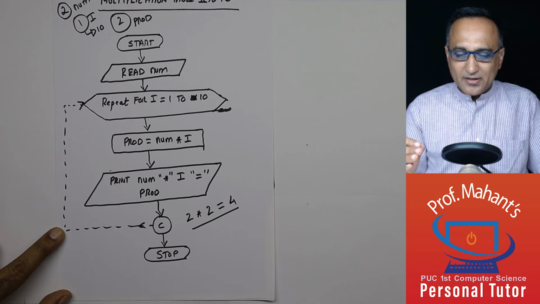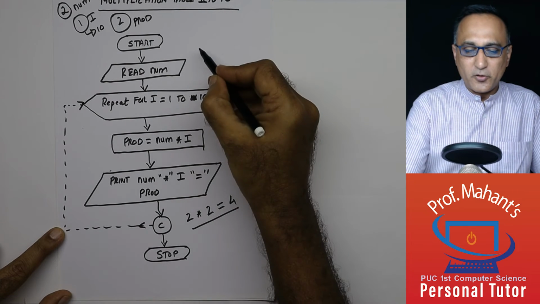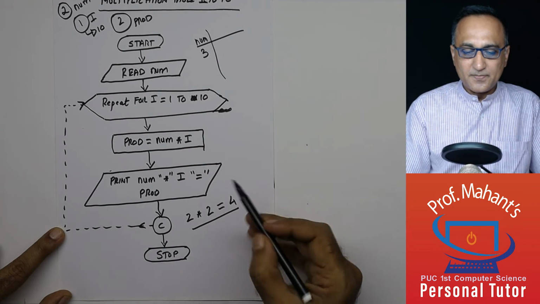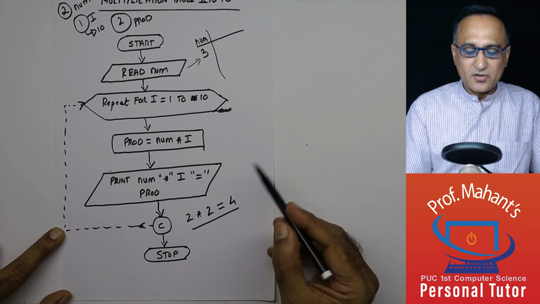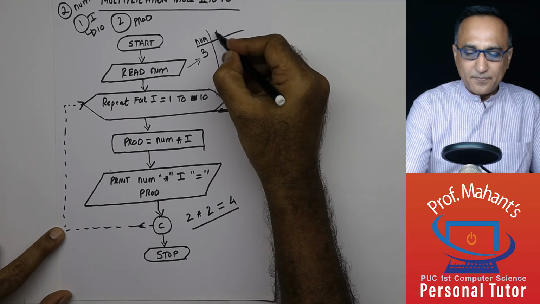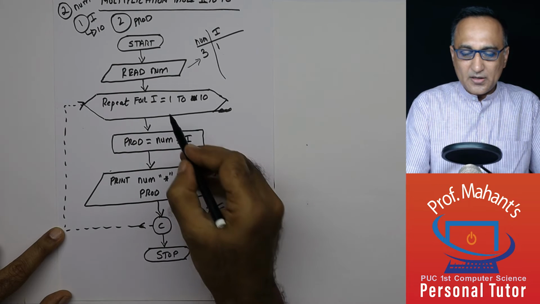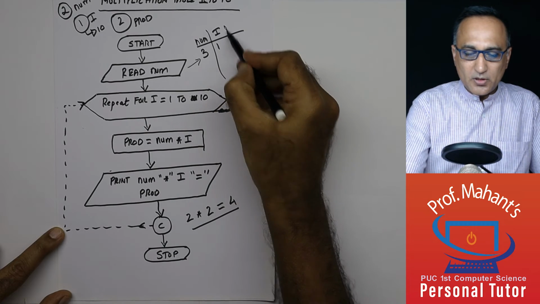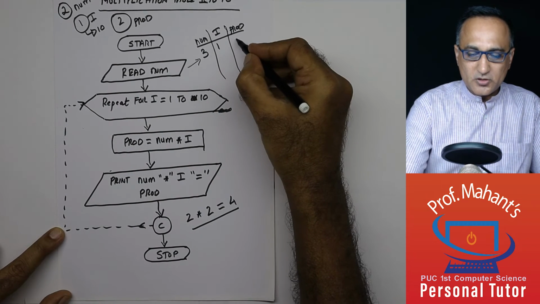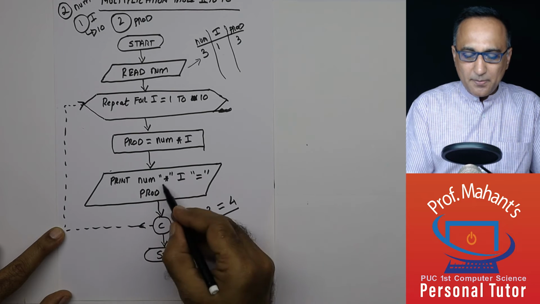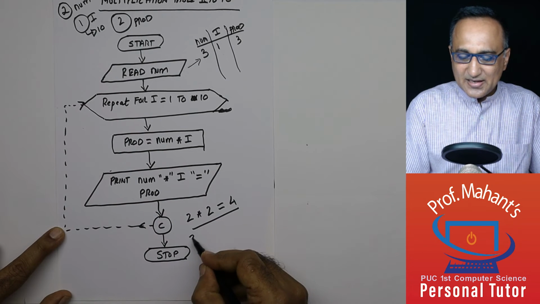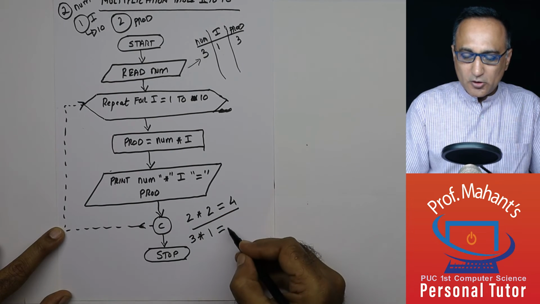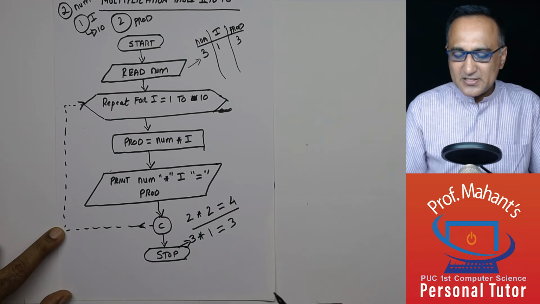Let's try to run through it with a sample input number for you to get better clarity. Let's say my number happens to be 3. I read the number, 3. I is equal to 1. I'm starting with the value of I as 1. Product is equal to number into I, 3 into 1, product is also equal to 3. Now when I'm printing this, it's going to print like this: number is 3 into I is 1 equal to product, which is also 3. So this is my first line.